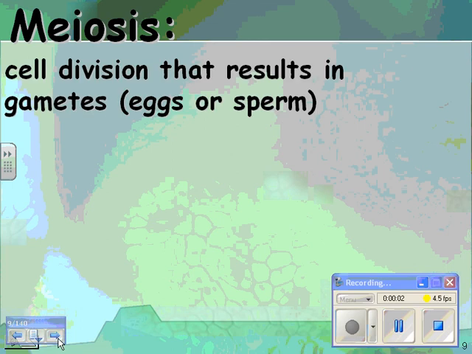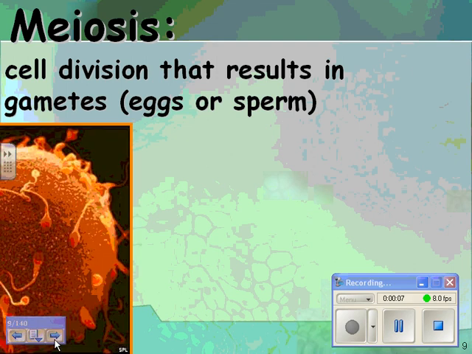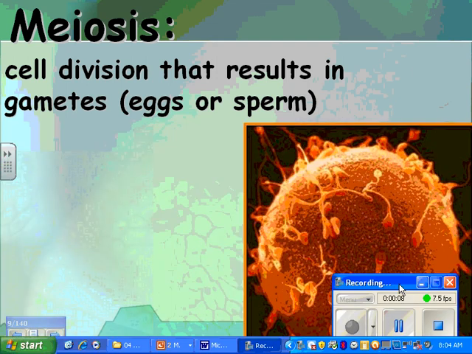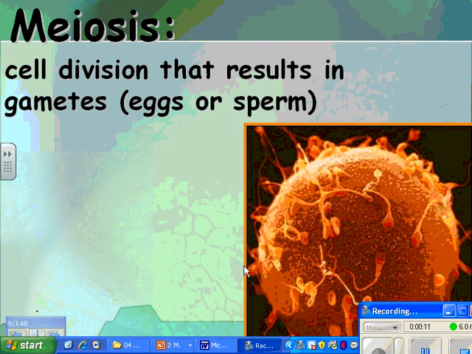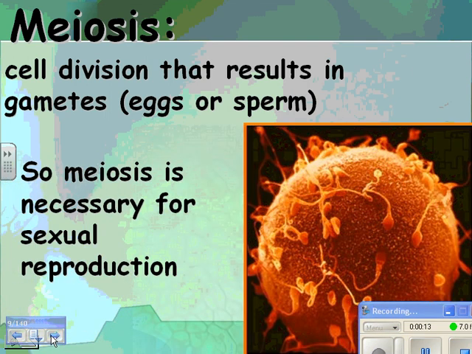Meiosis. Meiosis is cell division that results in gametes. Gametes are eggs or sperm. And so here's an egg, which is huge, and lots of little sperm that are trying to fertilize it. So meiosis is necessary for sexual reproduction. You got to make eggs and sperm before you make a baby by sexual reproduction.